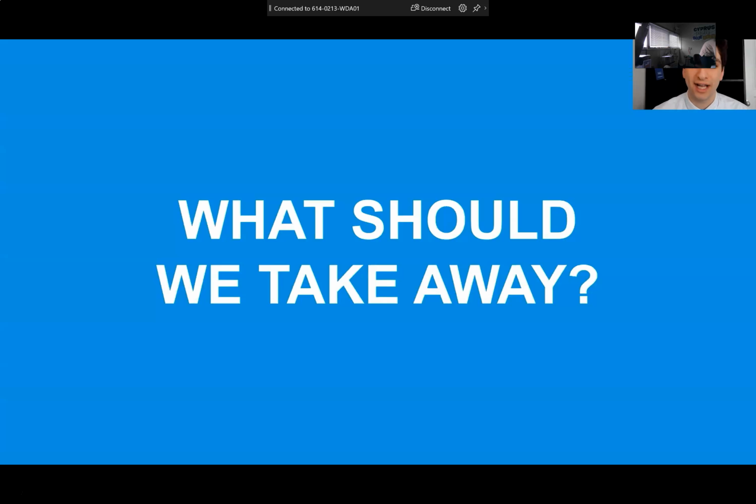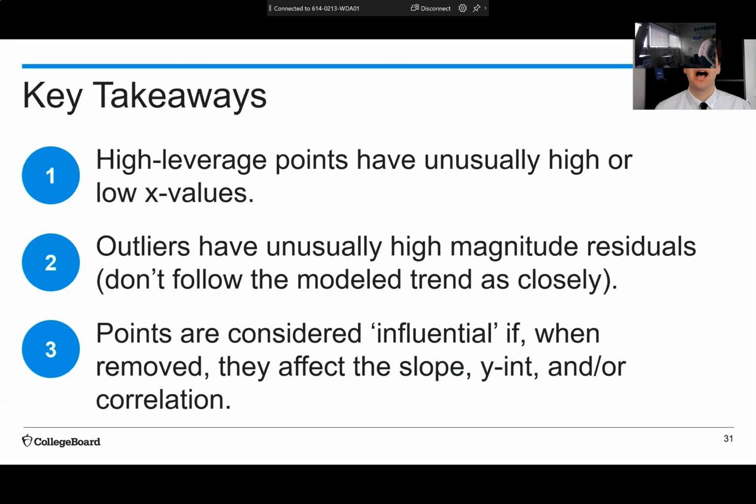So what should we take away from this lesson? High leverage points have unusually high or low x values. That's how we define them. And outliers have unusually high magnitude residuals. They don't follow the modeled trend as closely as most data points. So points are considered influential if, when removed, they affect the slope, the y-intercept, and or the correlation.